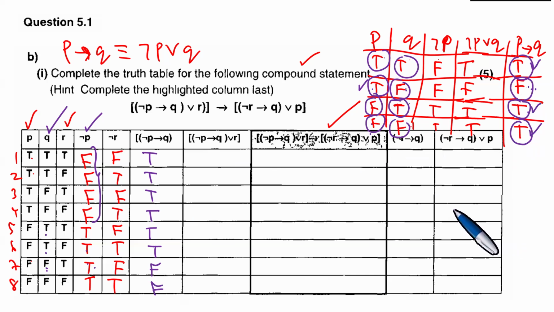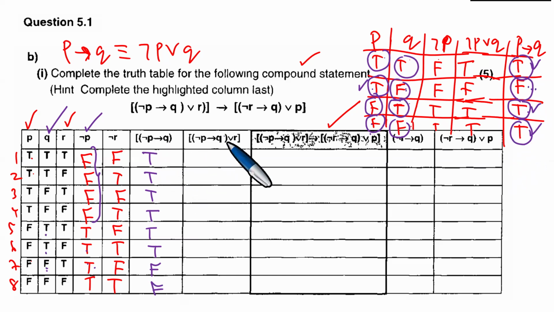With this in mind, we note once again that whenever both the premise and the conclusion are false, then this is surely true. Whenever they are both true, it's true, and whenever the premise is true and the conclusion is false, it is false. Okay, good.